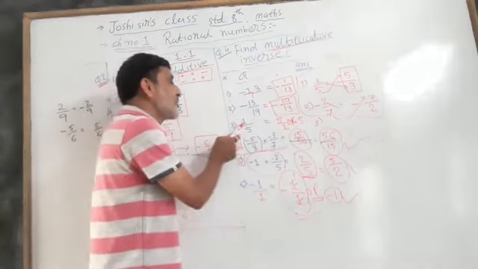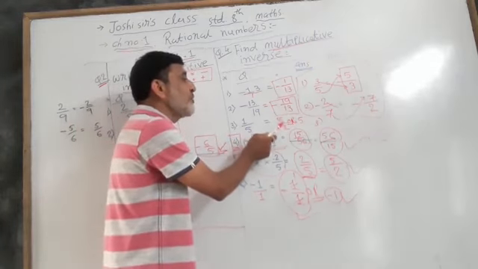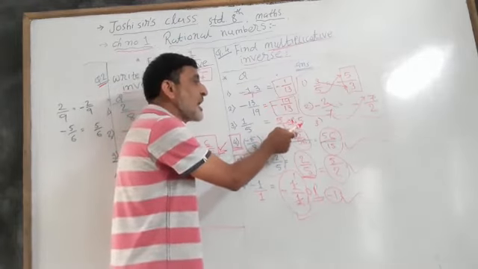Now the third one, 1 upon 5. Then you change it to 5 upon 1. 5 upon 1, no, 1 is not necessary downside, so you can also write 5.